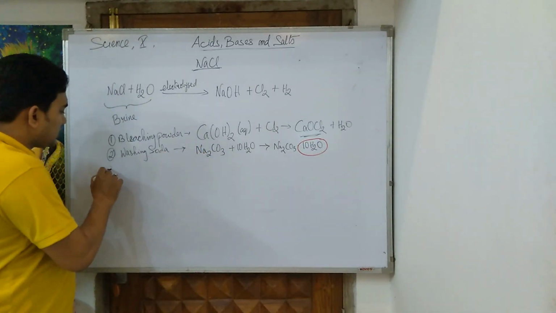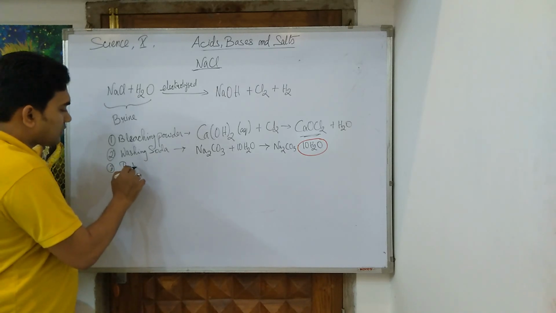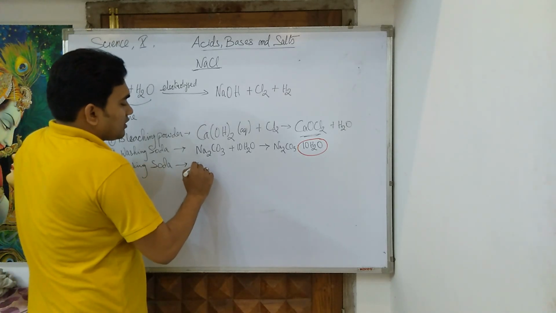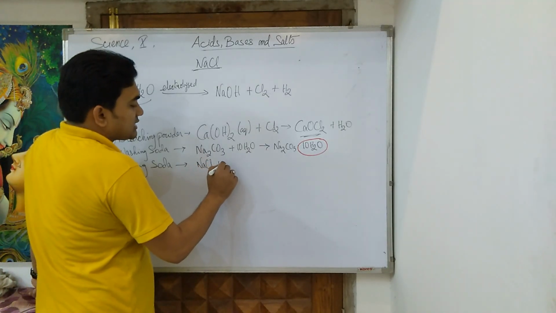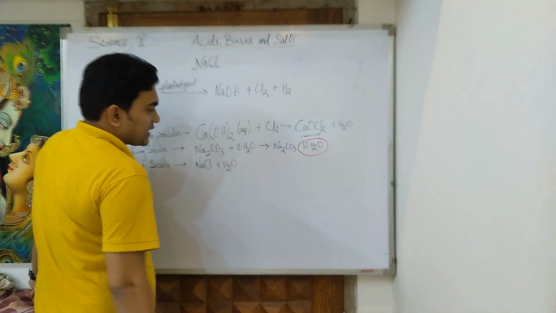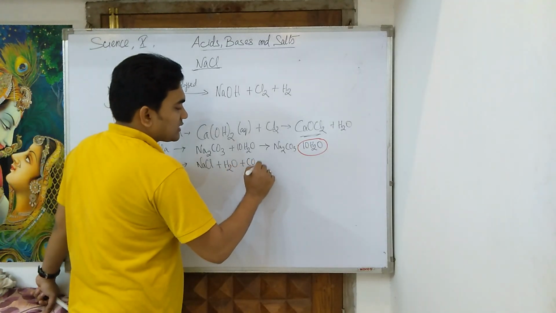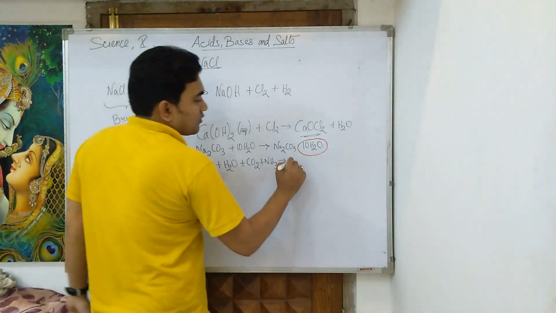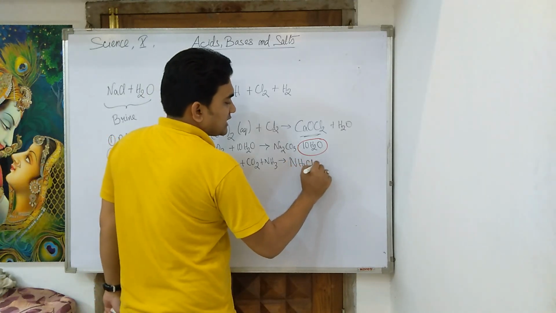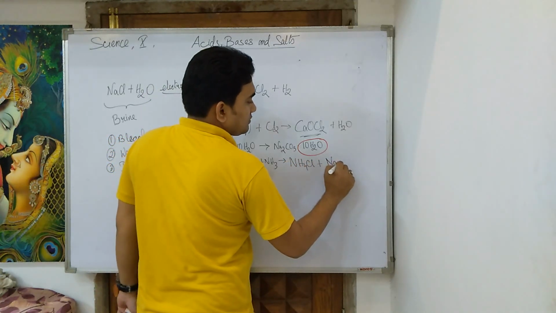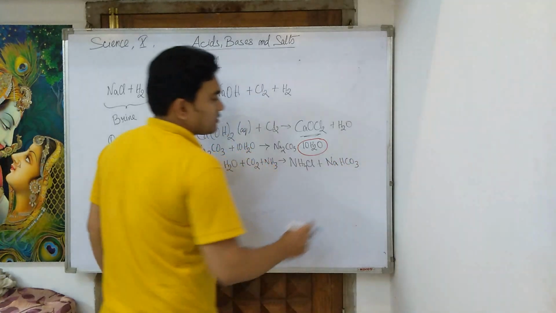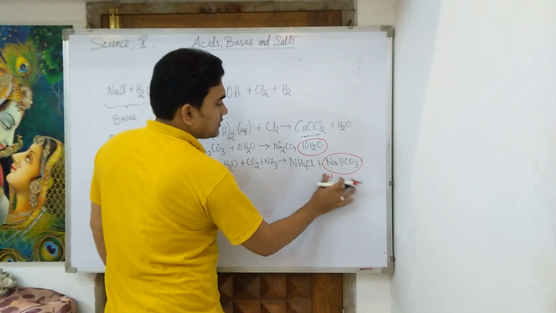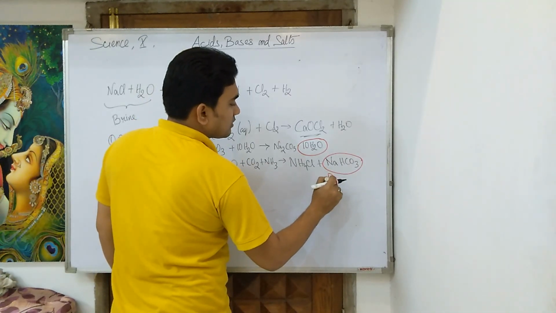Now the other one is baking soda. When NaCl is mixed with water and gases like carbon dioxide and ammonia are passed through it, two compounds are formed. One is ammonium chloride, NH4Cl. The other is NaHCO3, sodium hydrogen carbonate. This compound is our baking soda.